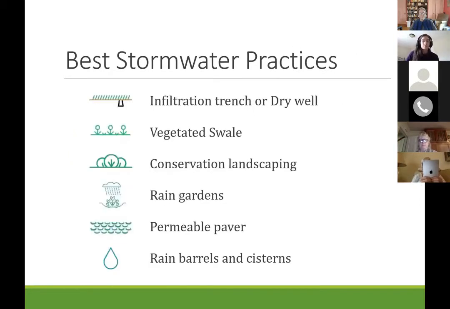So as I just talked about those best management practices, one type homeowners hear a lot about are rain gardens. There's other things such as rain barrels, cisterns, permeable pavers, conservation landscaping, which is using native plants, vegetated swales, and then infiltration trenches or dry wells. Those are two words that sort of mean the same thing.